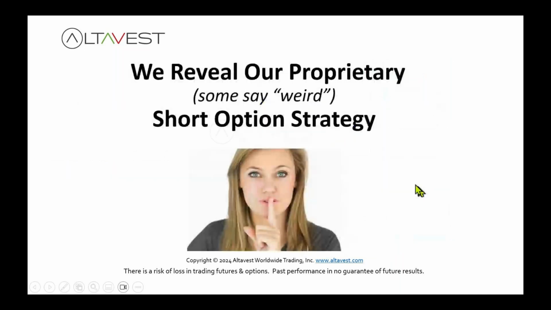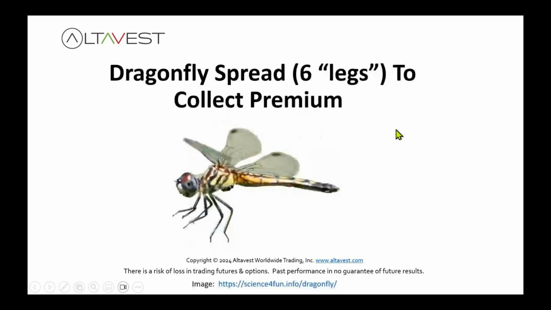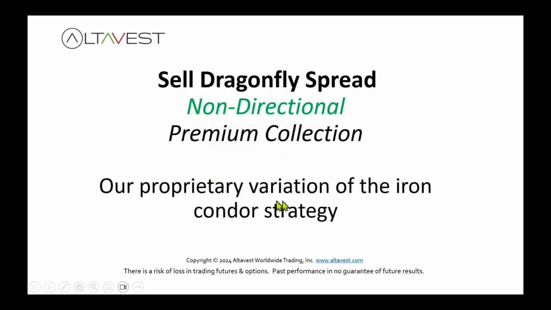And then here's the kind of weird strategy that some people have called it, but I think that's a term of endearment is the way I look at it. And it's really just a variation on the condor. It's called the dragonfly, and it has 6 legs. And it's also used to collect premium. So it's really the proprietary variation we came up with for collecting premium. So it looks similar to a condor, but with 2 extra legs.